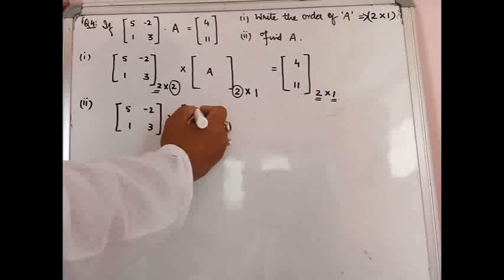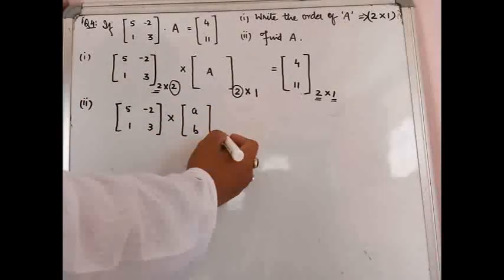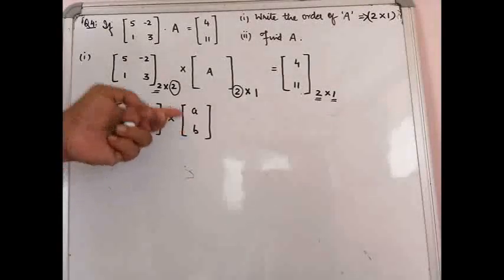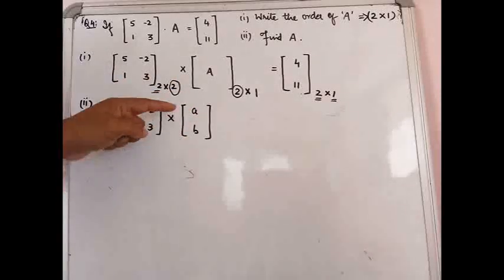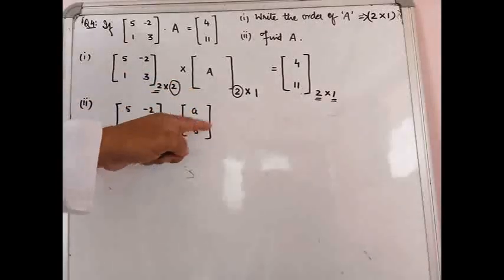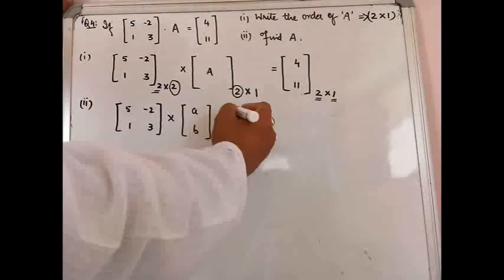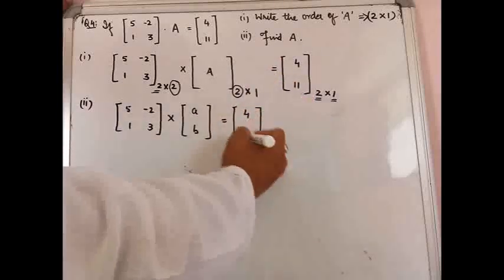So you can write a small a over here, you can write a small b over here. That is your matrix A. Obviously we have to find A and B, but now at least we know how many elements are there in A. So 2 rows and 1 column according to what we found out. Okay, so we have written this equal to, obviously, what is the resultant matrix? The resultant matrix is 4 and 11.